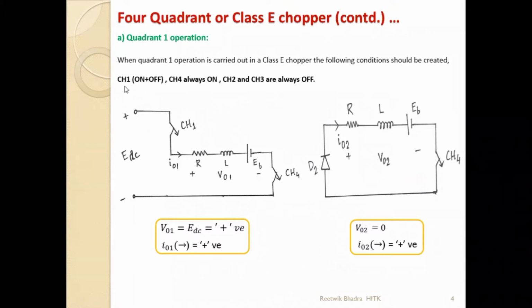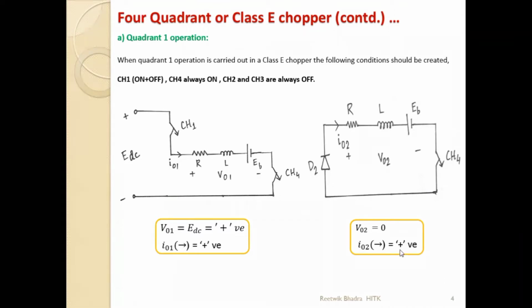Now see, what is my criteria? CH1 is on and off. That means CH1 is switched on once and then it is turned off, or it is operated. CH4 is always on, and CH2 and CH3 are always off. This is the condition which we will apply to get quadrant one operation in the class E chopper.